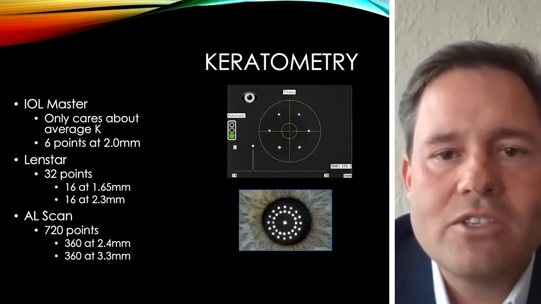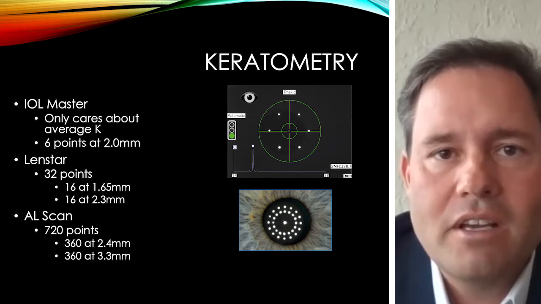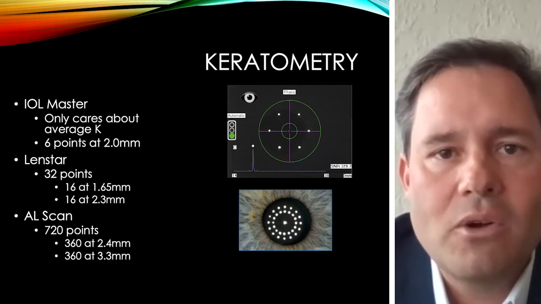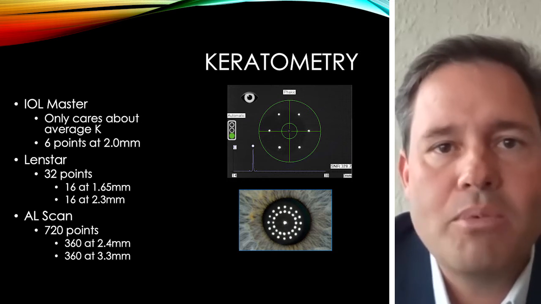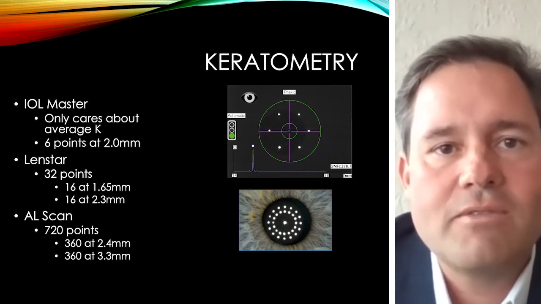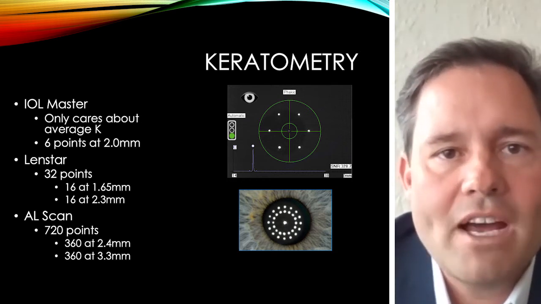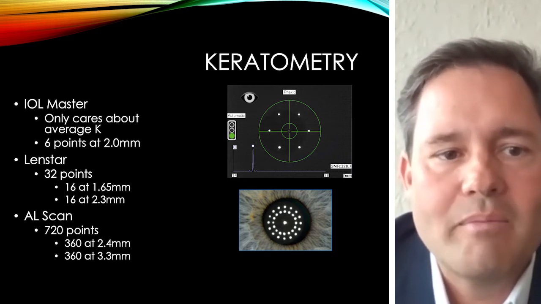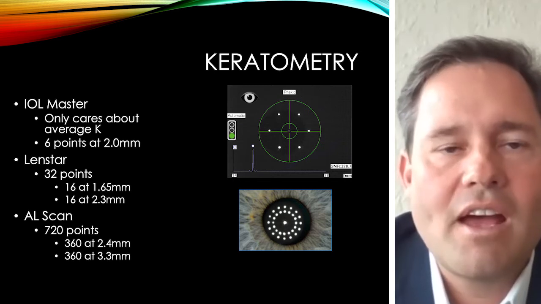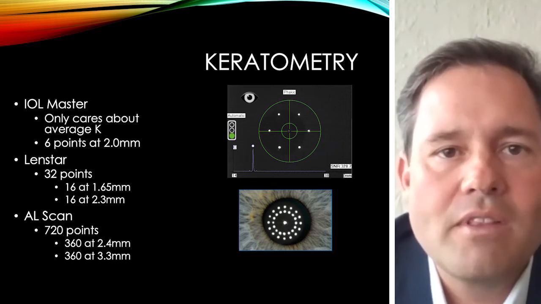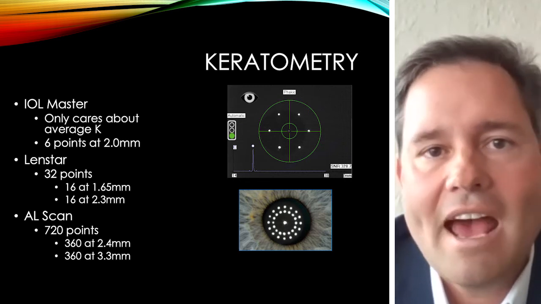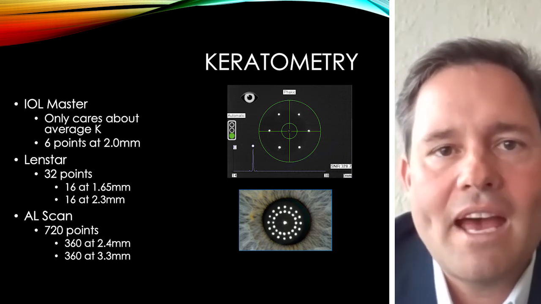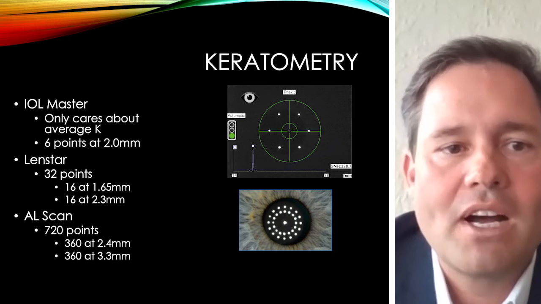In the original IOL Master, they used 6 points. That's great, because all they were looking for was average Ks. And this is what we need to understand. Back in the old days, all we cared about was taking the cataract out, putting the lens in, and being relatively close for our distance refraction for sphere. We weren't that worried about toric IOLs at that time. Later, we started seeing the advent of premium lenses, and now the astigmatism really matters, not just the average for the IOL formulas, but also for knowing what the axis and the magnitude is for your toric IOL placements.